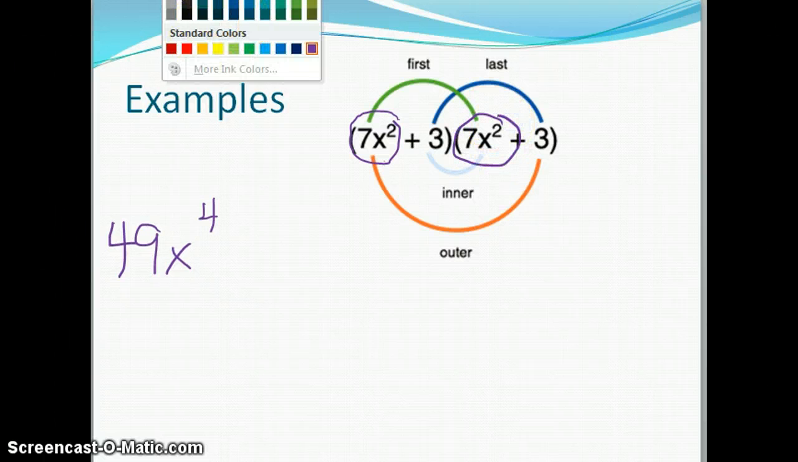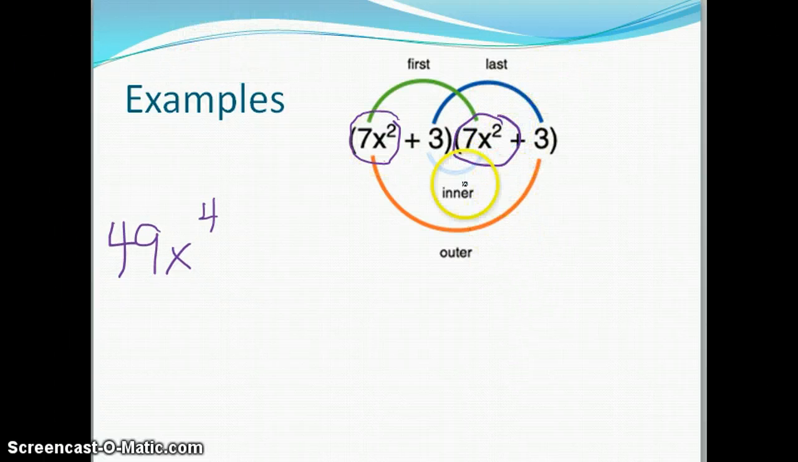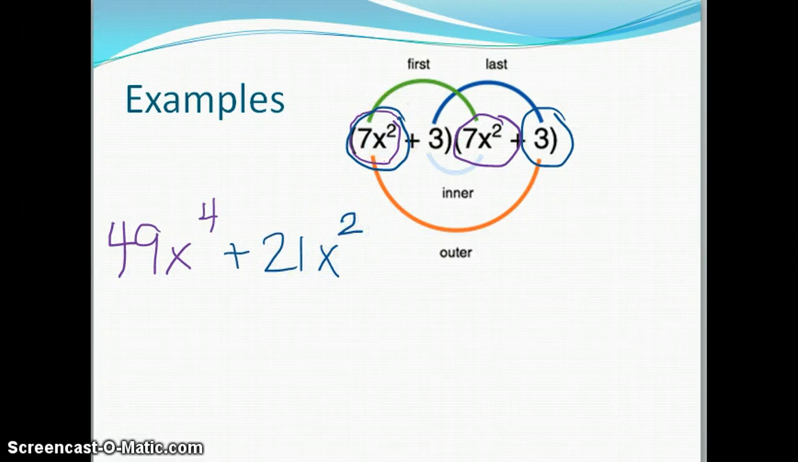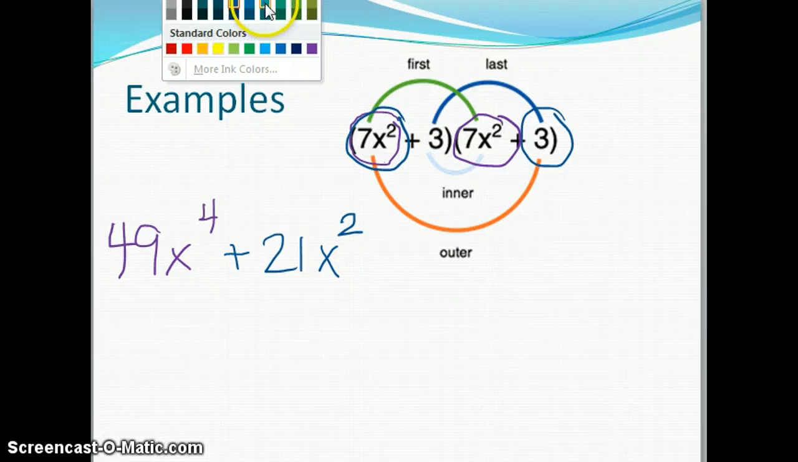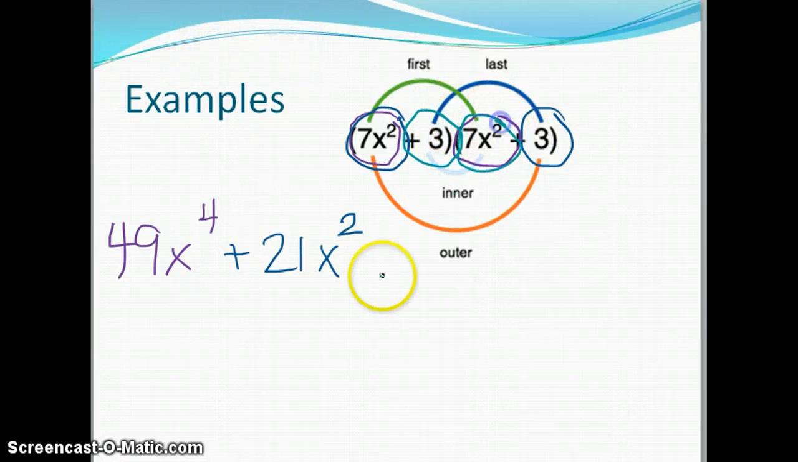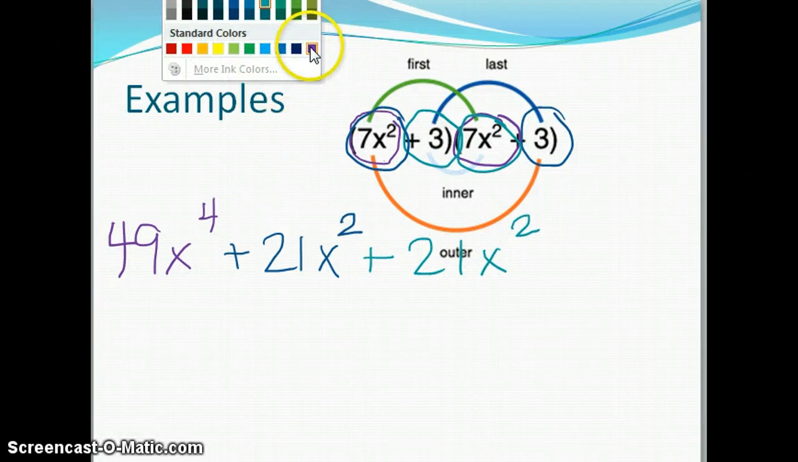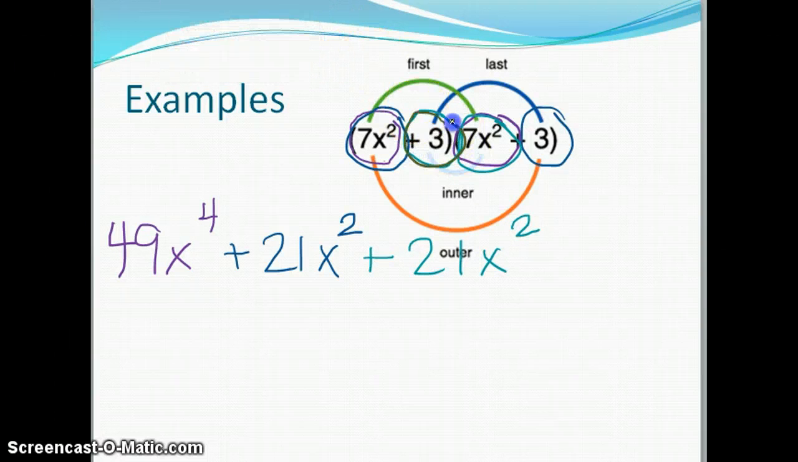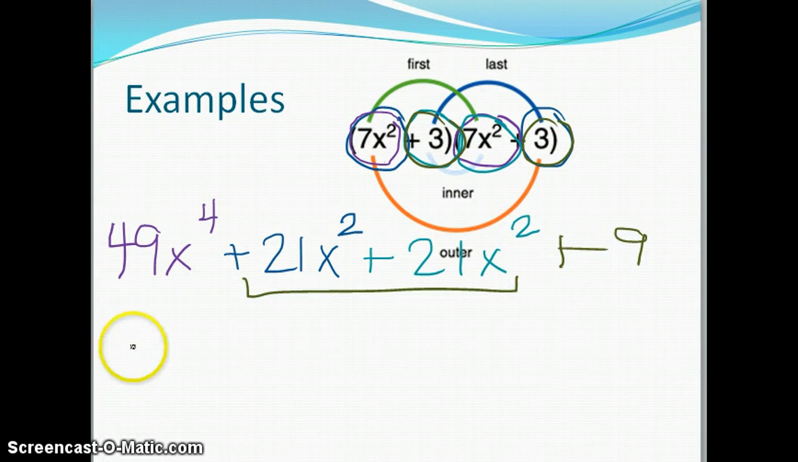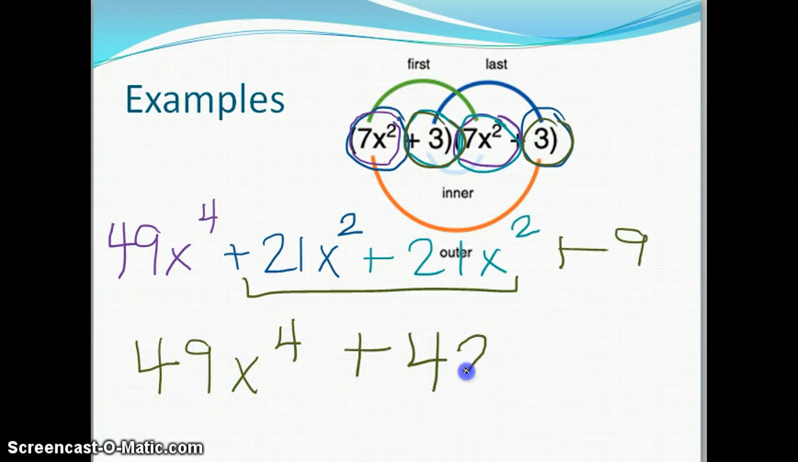Then we're going to do our outside. So I get 7x squared times 3, and I get 21x squared. Then I'm going to do my insides, and I get 3 times 7x squared, which again is 21x squared. And then the last one, we get 3 times 3 to get 9. Again, we combine, these are like terms, so I get 49x to the 4th, that will not change, and then I get 42x squared plus 9.